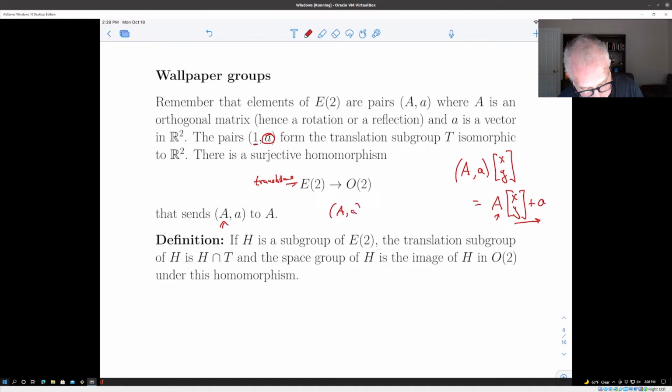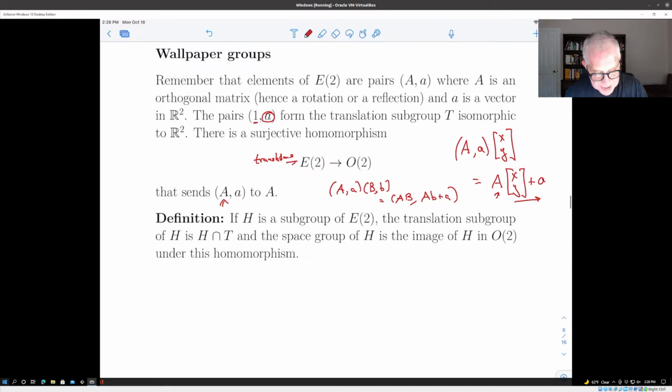If you take (A, a) and you multiply it times (B, b), you multiply A and B together, but A acts on the translation b, and so they're mixed up. And we're going to be interested in subgroups of this group, and if you have a subgroup H in E of 2, it's going to have the same structure. Namely, you can take its intersection with the translation group, and you can also take the image.